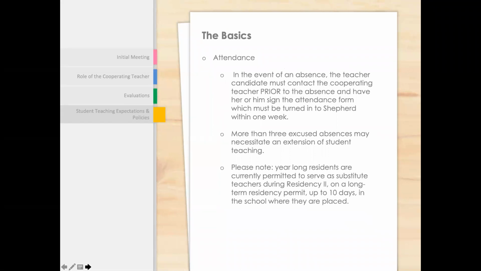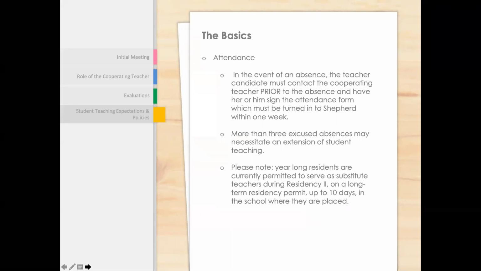All absences must be reported. Residents must document the absence and have you sign the form. If residents are absent and you're not signing a form, please reach out to the university supervisor and/or the field placement coordinator. Residents have 1 week from the absence to complete the form.